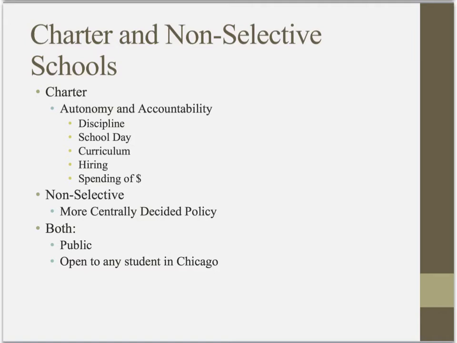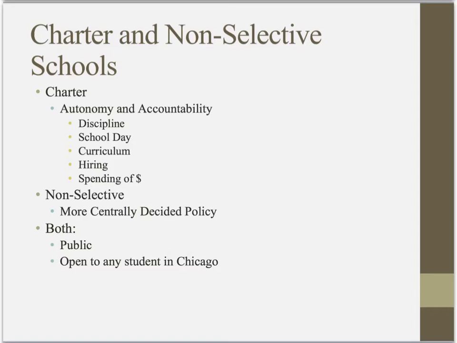Non-selective schools, those things I just ran through for a charter school, are much more decided centrally. All right? There's a central office for CPS where they make many of these decisions. Principals still have some choice, but a lot more is dictated from the central office. And also accountability is a lot different structure. It's much more difficult to completely close down a school that is non-selective, so a traditional public school.